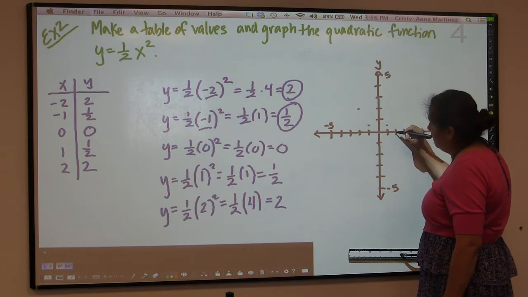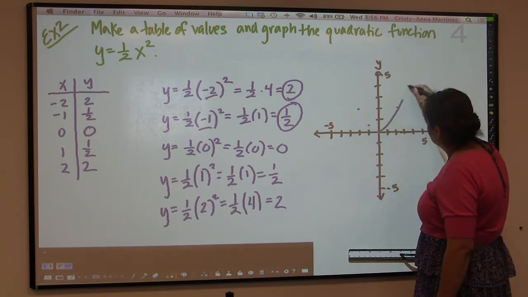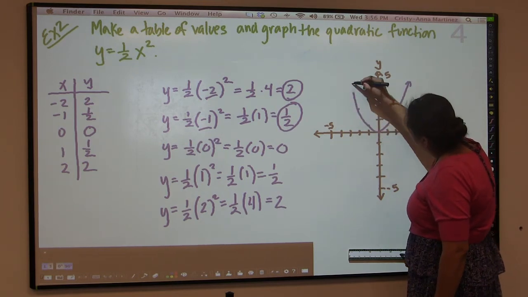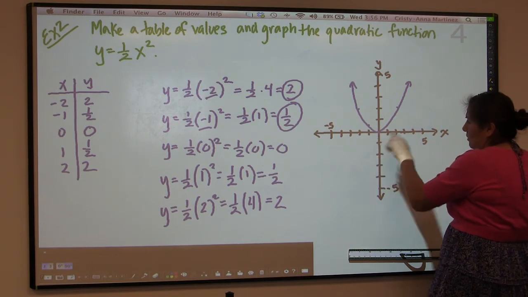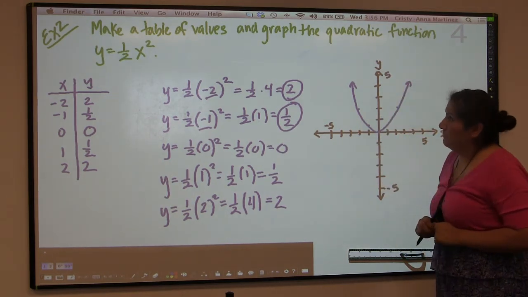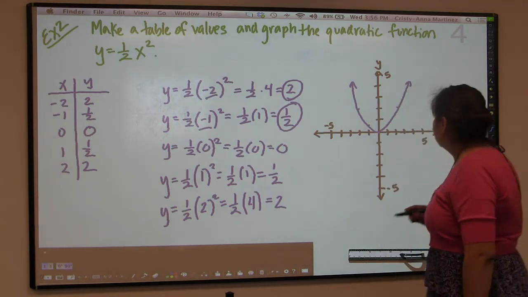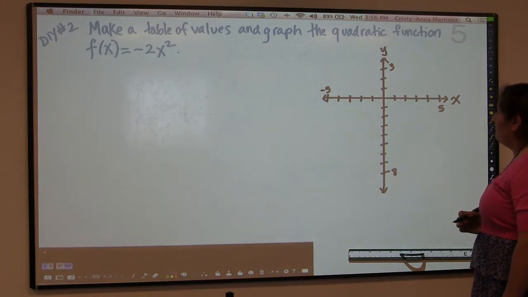And then 2 is going to be 2 up here. And again, they're the same on both sides. So when we connect it, in this case, we have a minimum. And the vertex is 0, 0. And the axis of symmetry is going right down the middle. So that's how you graph this quadratic function. All right, so you can now graph this little guy.